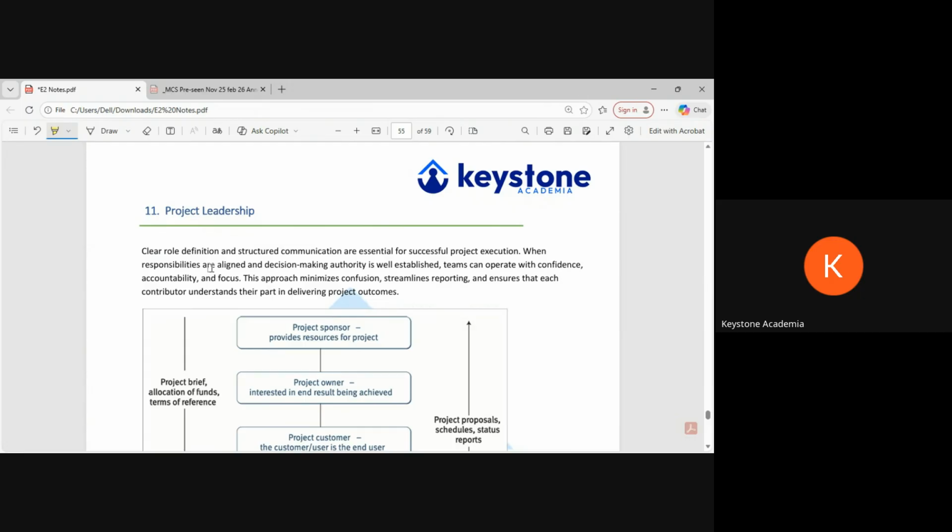So clear role definition and structured communication are essential for successful project execution. They have been mentioning the word communication almost in every chapter, you must have seen. And definitely it's not overvalued. It's that important. When responsibilities are aligned and decision-making authority is well established, teams can operate with confidence, accountability, and focus. Accountability is very important. This approach minimizes confusion, streamlines reporting, and ensures that each contributor understands their part in delivering project outcomes.